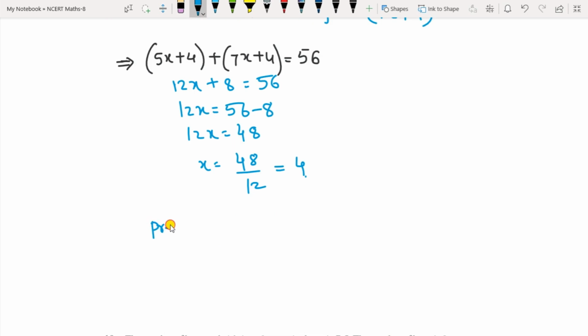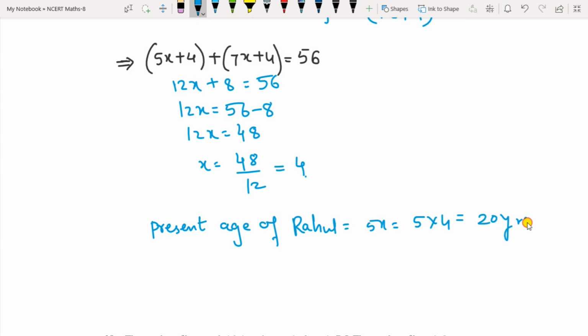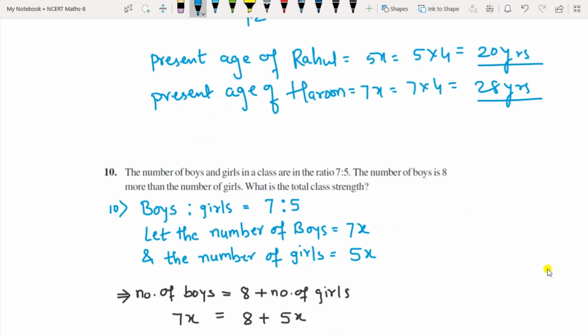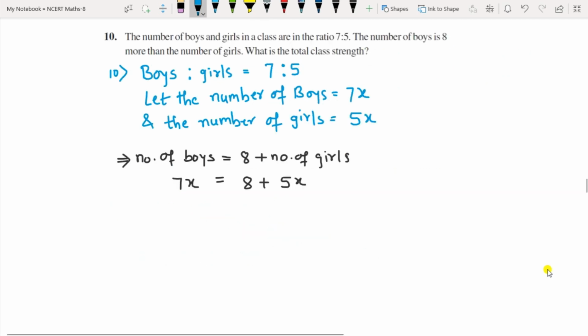Now you want to find the present age of Rahul and Harun. So write the statement here. Present age of Rahul is given as 5x, that is 5 into 4 is 20 years, and present age of Harun is equal to 7x, that is 7 into 4 is 28 years. So Rahul's age is 20 and Harun's age is 28 years.